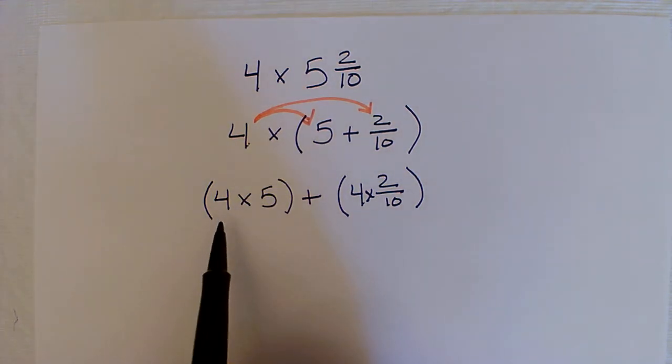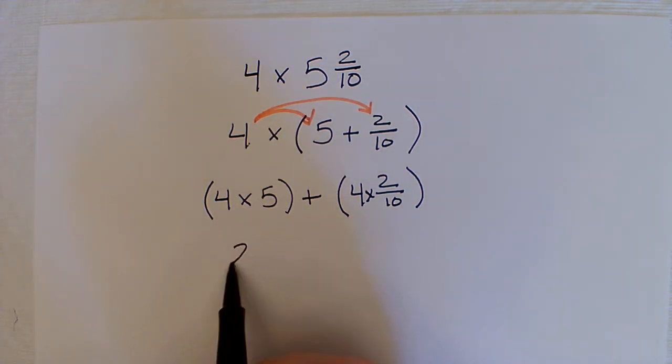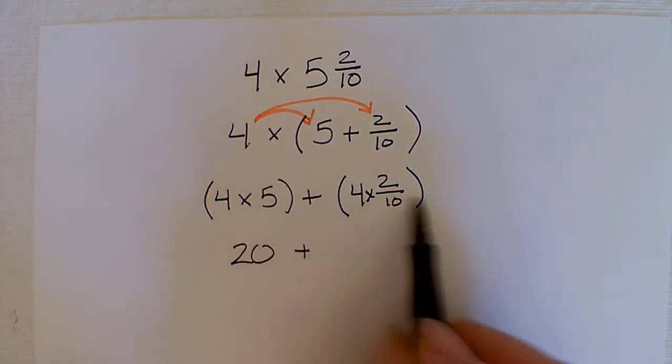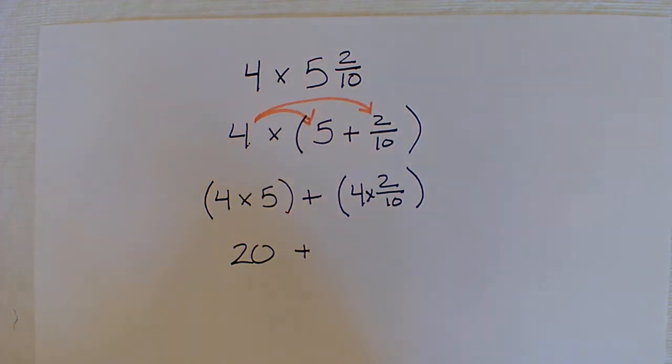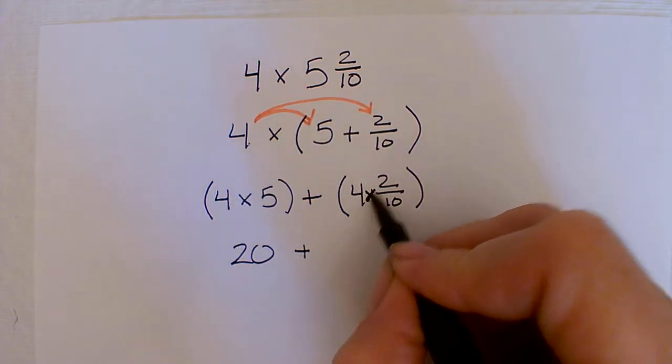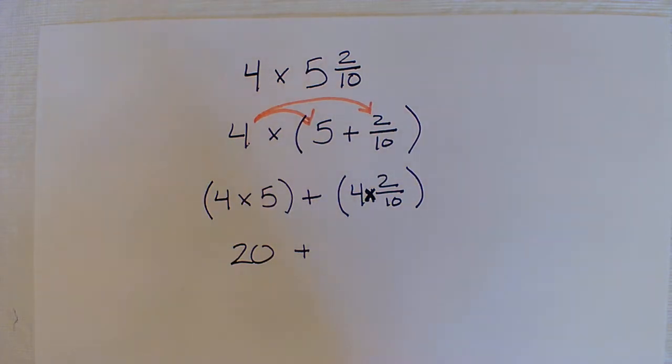All right, so this is nice and easy. 4 times 5 is just 20. And now is where you have to decide which way you want to do this. Let me make this look a little bit more timesy. There we go. So I have a couple different ways that I can do this.